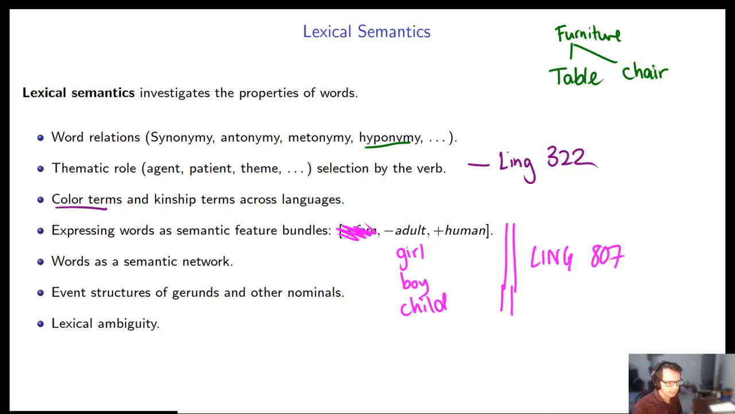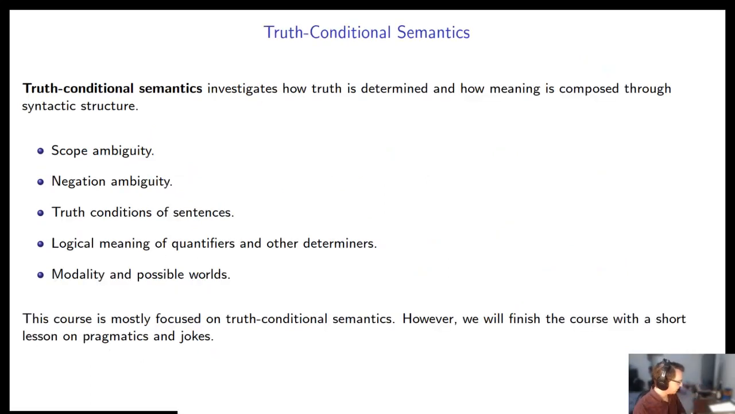Words form a semantic network. You can see how related words are to each other. And we'll cover lexical ambiguity on Tuesday. So lexical semantics is really all about words. And we don't do that much in this course, but we do a little bit of that. What we do in this course is truth conditional semantics. So we take a look at how we determine the meaning of a sentence and how we find truth through its syntactic structure. And it is a little bit intimidating at first, but it really is sort of a beautiful side of linguistics. It's a side of linguistics that you don't get exposed to much.